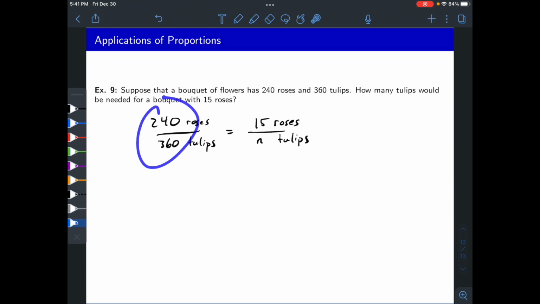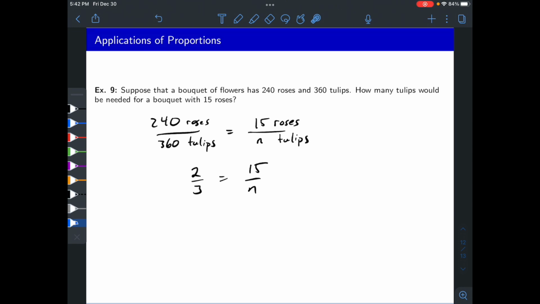Another thing that you could do is take this rate over here and simplify it. So I'm actually going to do that. I'm going to simplify that rate to just 2 over 3 like we did before. So divide that by 10 and divide that by 10 and then divide both by 12 after that, and then you get 2 over 3 roses to tulips. This is the same proportion from the other slide.